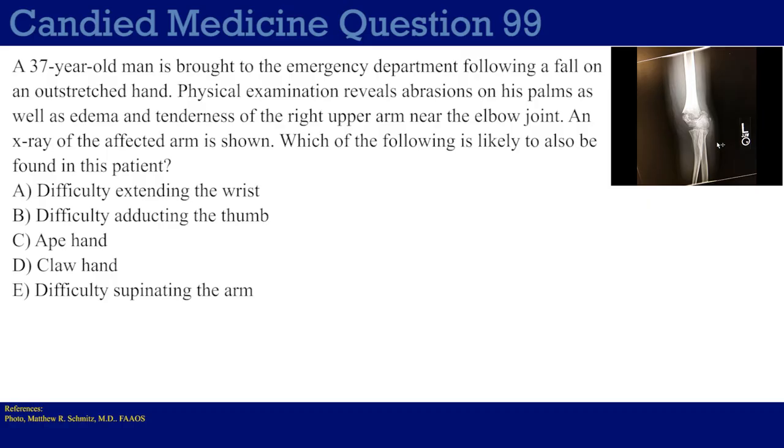Choice A, difficulty extending the wrist. Choice B, difficulty adducting the thumb. Choice C, ape hand. Choice D, claw hand. Choice E, difficulty supinating the arm. I'll wait 5 seconds and answer the question.